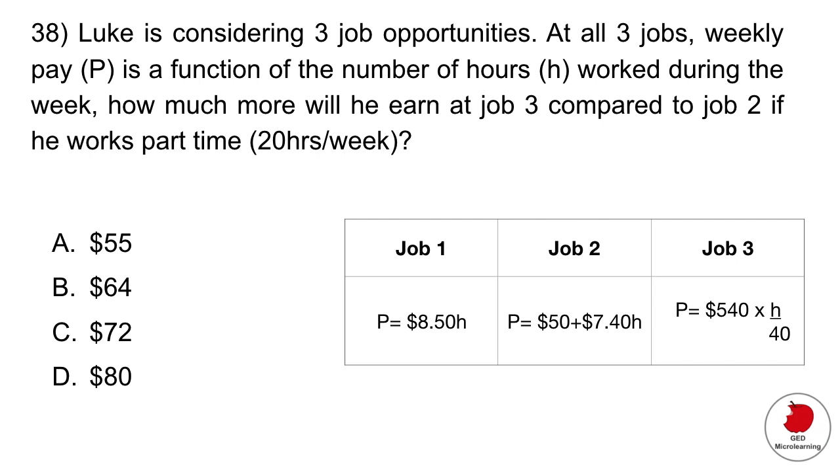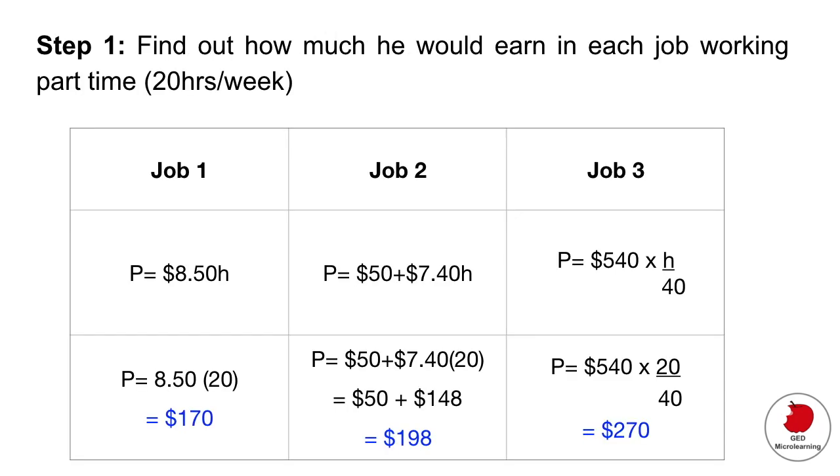All right, so all you have to do here is look at all of these equations, and where you have the H, which is the number of hours worked per week, you have to introduce the value 20, because they're telling us he works part-time. If you do that for each of the individual jobs, as you can see here, he would earn the least amount of money in job 1, followed by job 2, and followed by job 3. So he makes much more money in job 3.